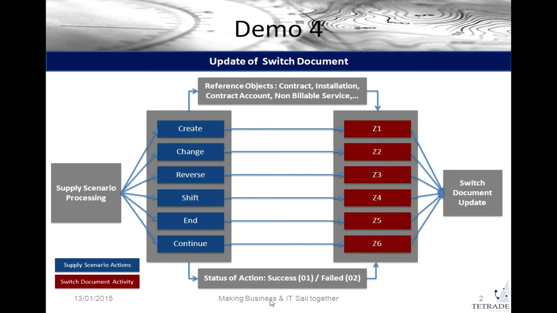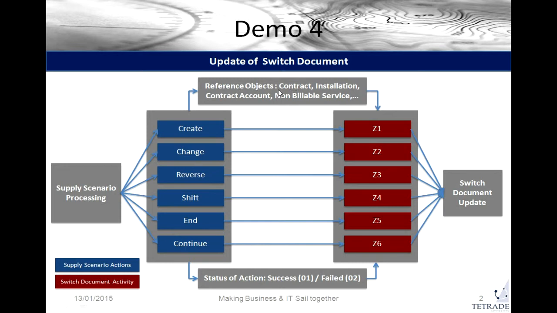This means create or change a supply scenario, shift a supply scenario, end a supply scenario, and continue a supply scenario. In this demo, I will update a switch document during the supply scenario change. As explained in the introduction, when you start a supply scenario process, the system analyzes the supply scenario action or actions you want to execute. The possible actions are create, change, reverse, shift, end, or continue a supply scenario. Moreover, the system analyzes which objects are impacted by those supply scenario actions.